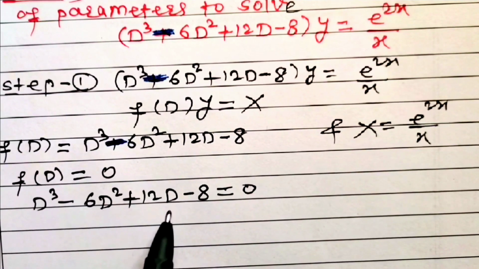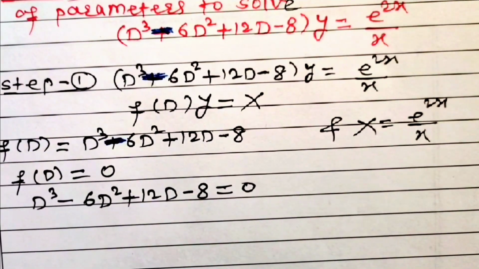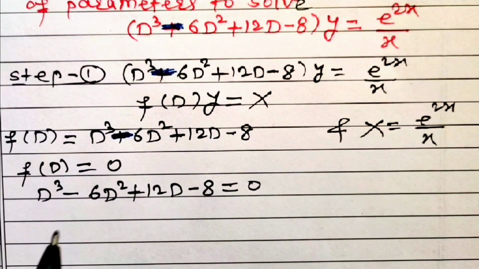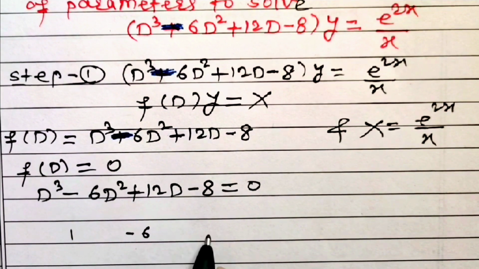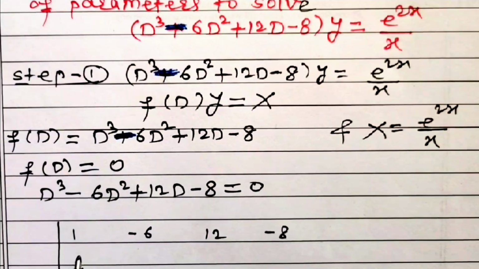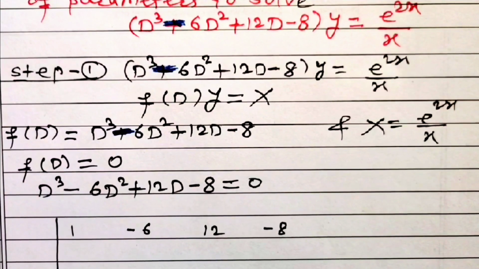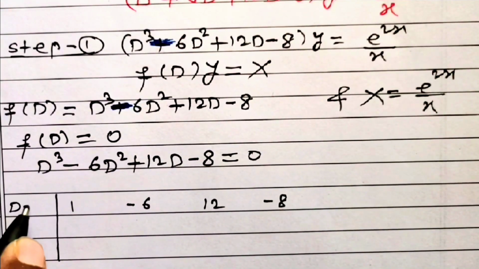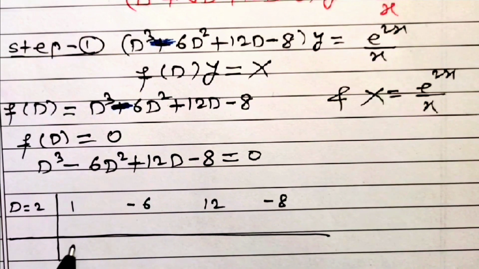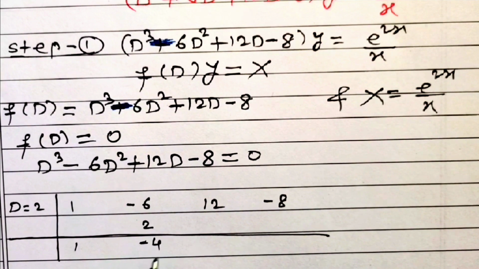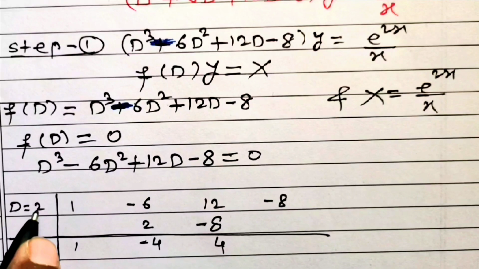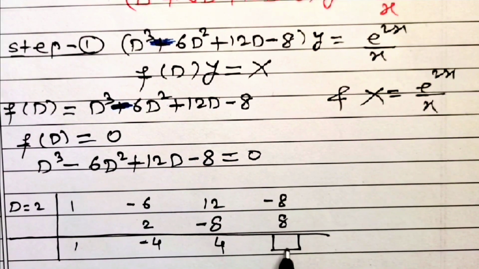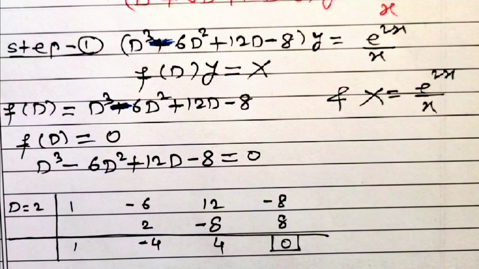We have to solve this equation to find its roots. So let us apply the synthetic division method. The coefficient of D cube is 1, the coefficient of D square is minus 6, the coefficient of D is 12, and the constant term is minus 8. The synthetic division method is a trial and error method. Let D is equal to 2. Now taking the first coefficient as it is, 1 into 2 is 2, minus 6 plus 2 is minus 4, minus 4 into 2 is minus 8, 12 minus 8 is 4, 4 into 2 is 8, now the remainder is 0, which means this is one of the roots of this equation.